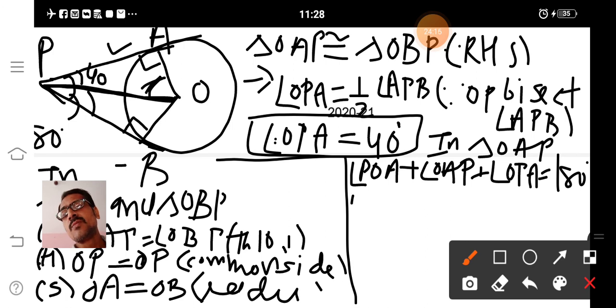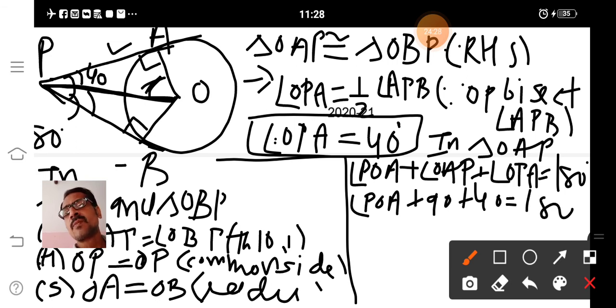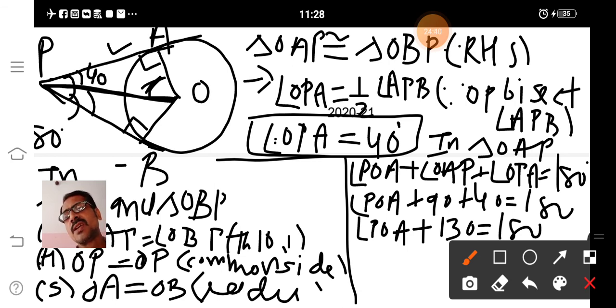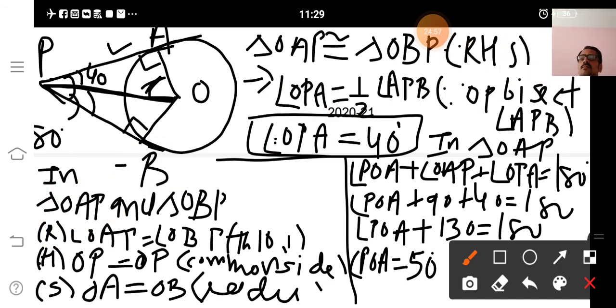POA we want, plus OAP 90, OPA 40, equals 180. So angle POA plus 90 plus 40, 130, is equal to 180. So if I shift this 130 towards the right hand side, I will get POA equals to 180 minus 130, 50 degrees. So angle POA will be how much? 50 degrees. Clear? Go through it.